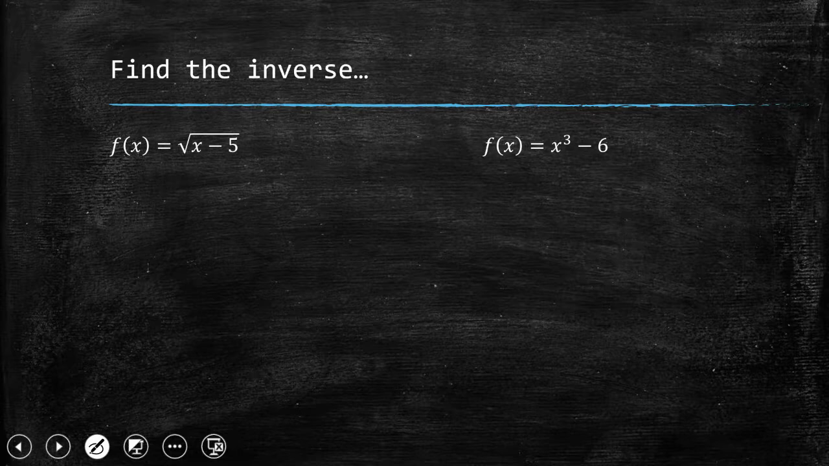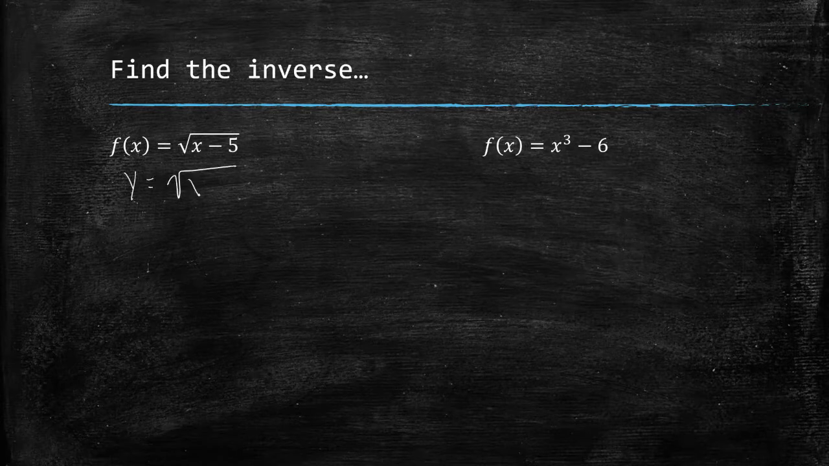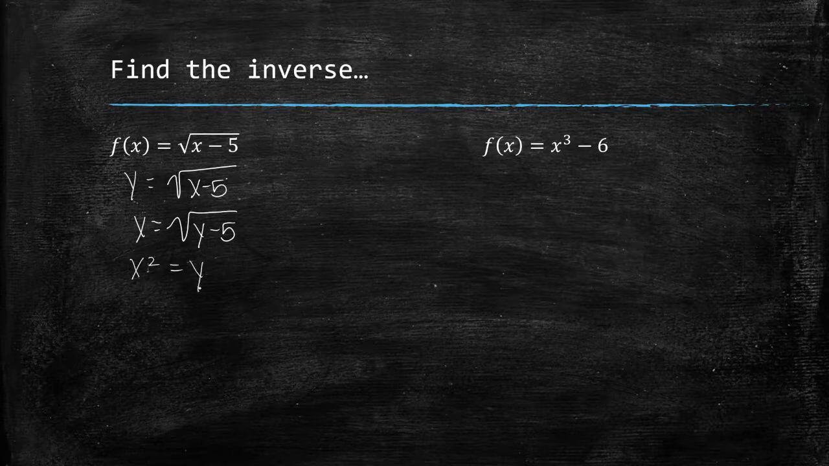Here we have to do it with a square root. So again, I'm going to stick in the y. I'm going to switch. And then to get rid of a square root, I want to square the other side. So I have x squared equals y minus 5. Now I'm going to add 5 to the x squared. And I'm going to rewrite in my function notation.